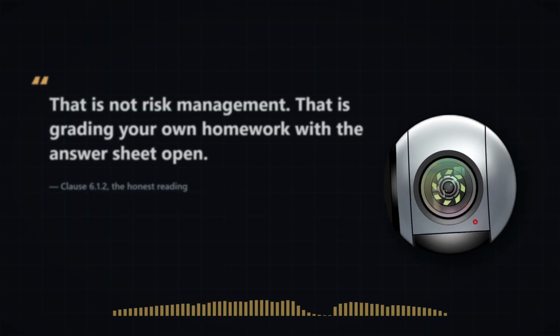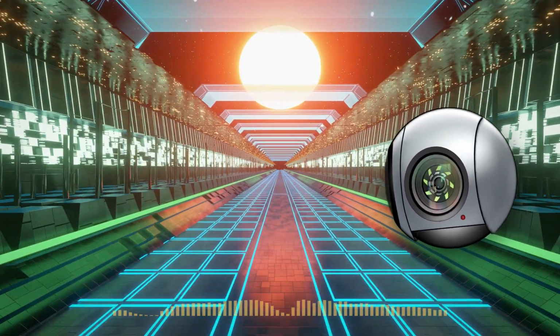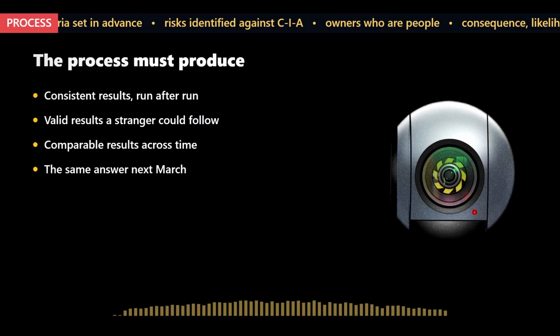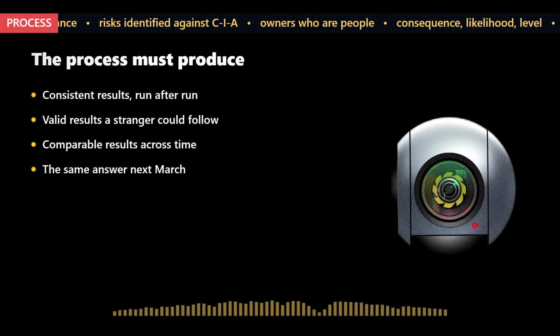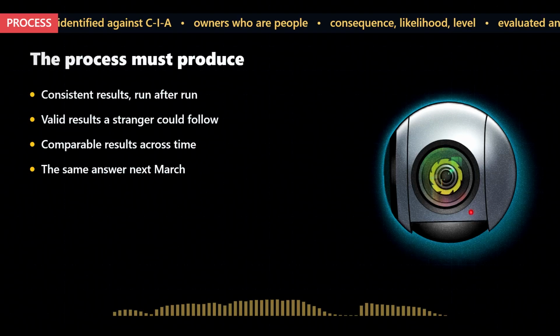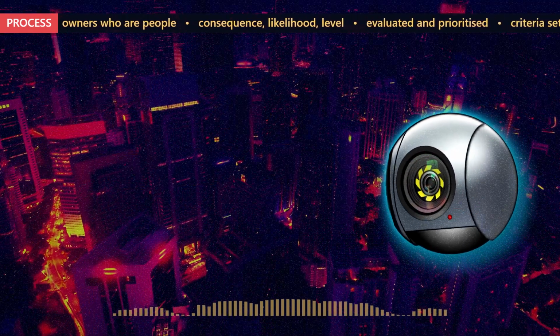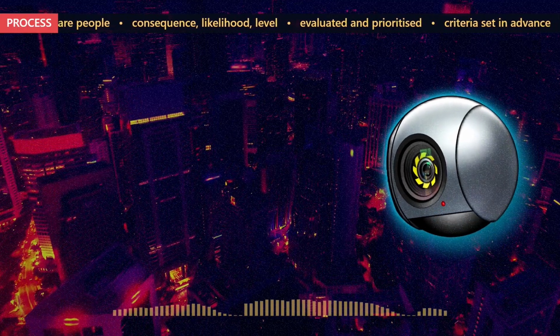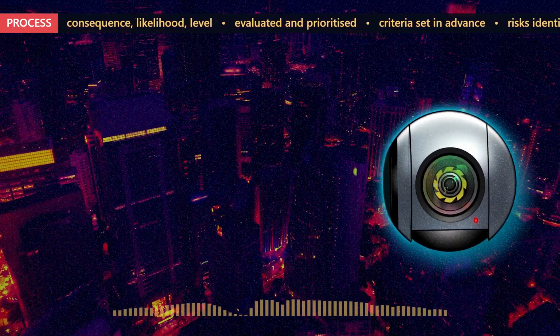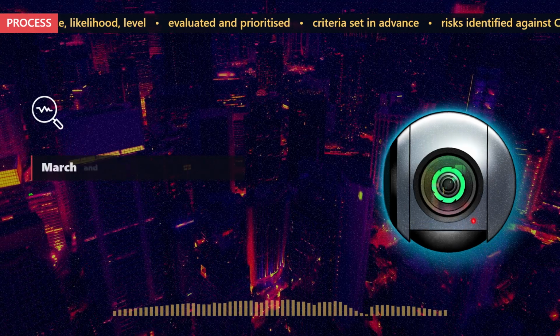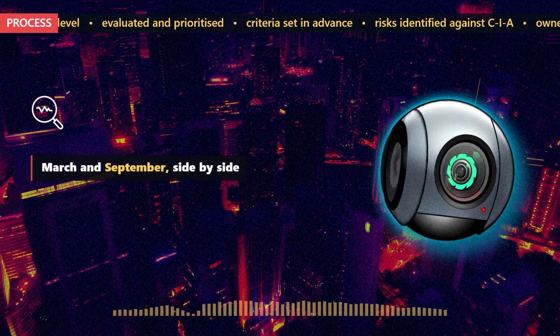Second requirement. Your process has to ensure that repeated risk assessments produce consistent, valid, and comparable results. Read that again. Repeated. The standard is telling you right there in the text that you're going to do this more than once, and that if Dave runs it in March and someone else runs it in September, you should be able to put the two side by side and actually learn something.